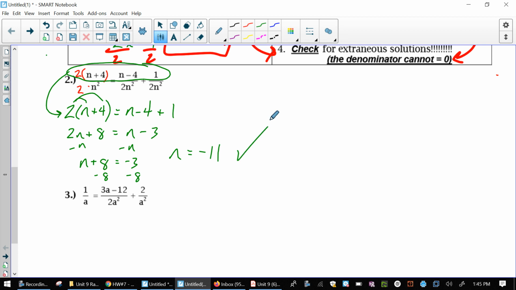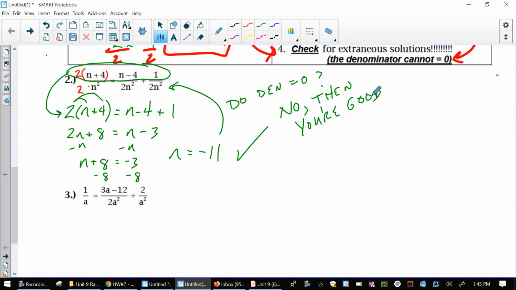So we're just going to check that, plug into the denominators. Do denominators equal 0? Negative 11 squared, not 0. Negative 11 squared times 2, not 0. Negative 11 squared times 2, not 0. No. And you're good. That's our check. It's that easy. Write it as a solution set. Let's put a box around our answer, and there we go.